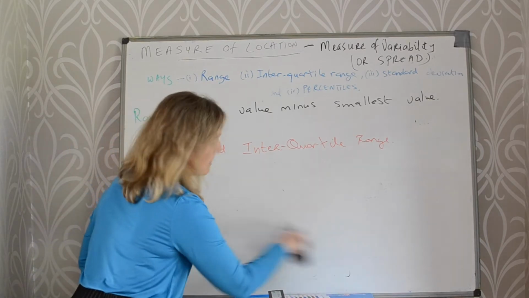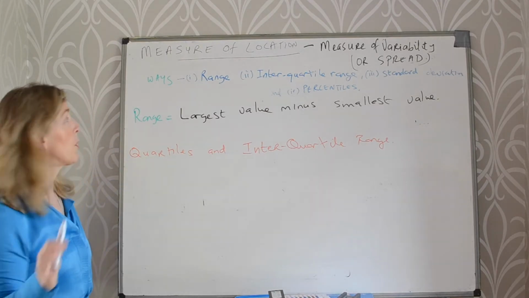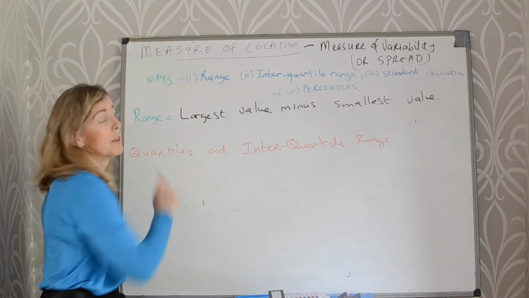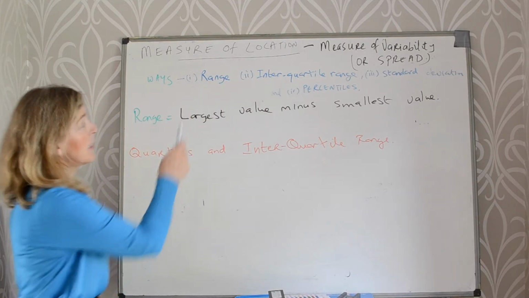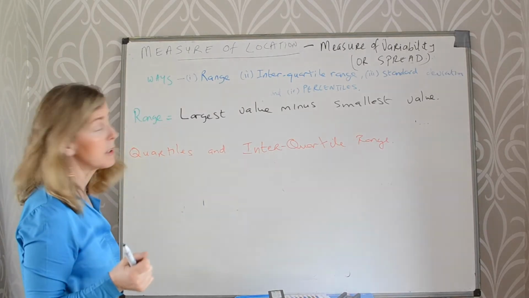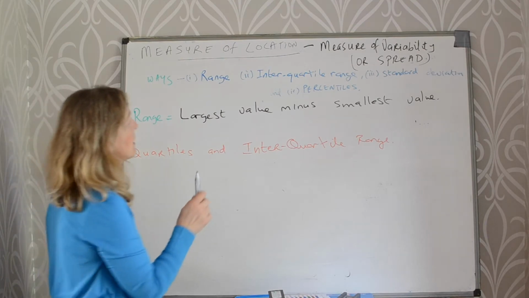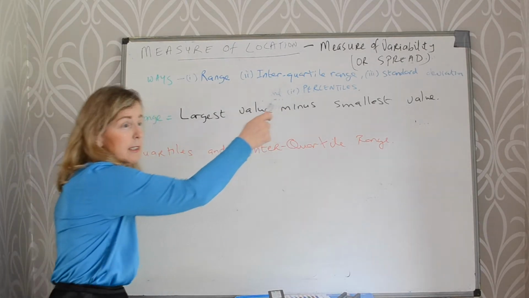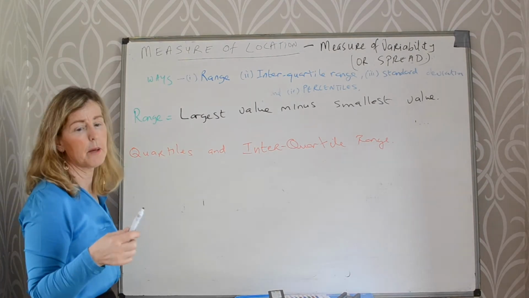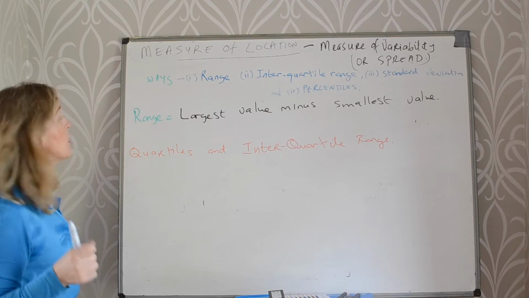Now there are four common ways of working out the variability or the spread. The easiest one is the range. The second one is the interquartile range. Both of these you would have come across at junior cycle. The third method is the standard deviation, and the last method is percentiles. You might be aware of percentiles if you do exams for entry to various courses, where you're in the 70th percentile. We'll talk about that later.